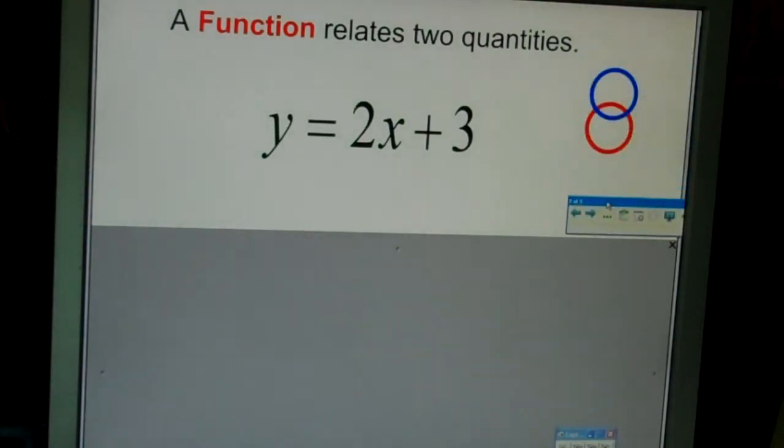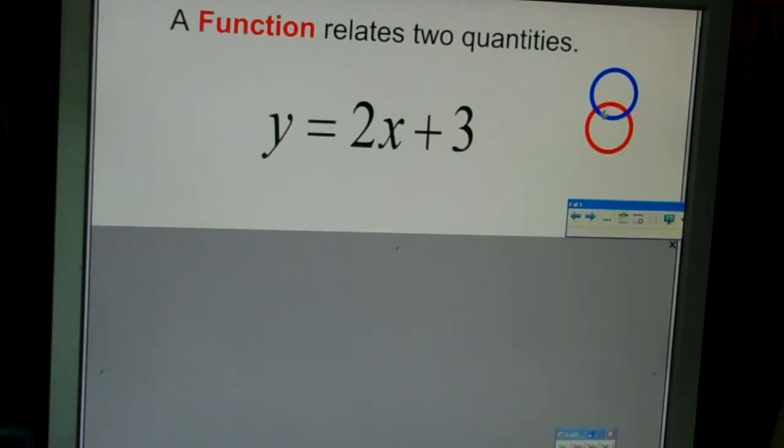Here we go. All right, so a function relates two quantities. That's its definition. A function is always something that looks like y equals 2x plus 3. Or sometimes we might use m equals 2s plus 3. You can interchange these variables, okay? But our common ones are x and y.